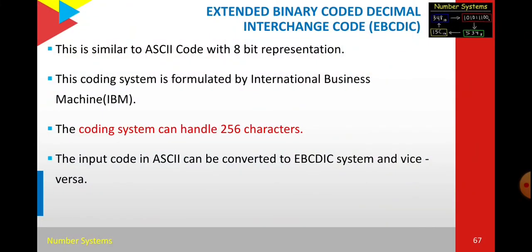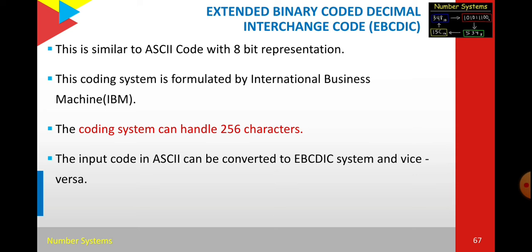Now you can see the Extended Binary Coded Decimal Interchange Code, that is EBCDIC code. This is similar to the ASCII code with 8-bit representation. So EBCDIC code is also an 8-bit representation. This encoding system was formulated by International Business Machines, that is IBM. ASCII code was formulated by the United States, while EBCDIC code was formulated by IBM.